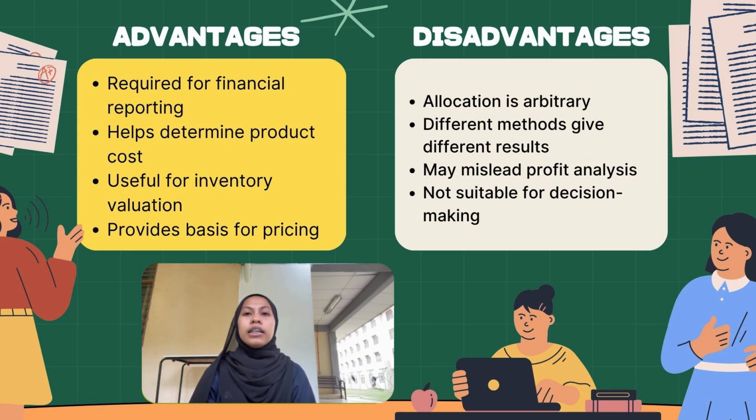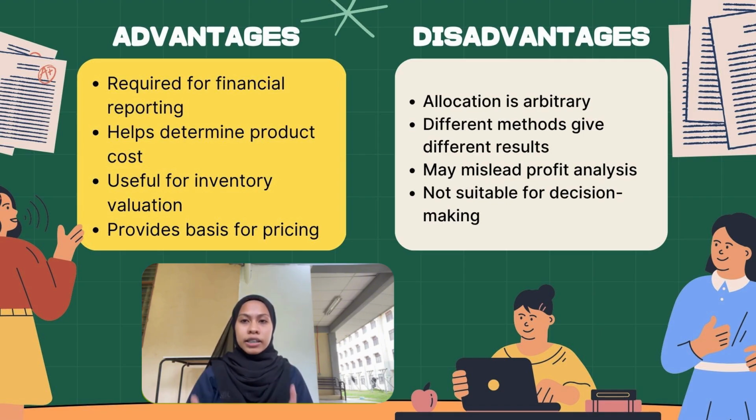Third, it is useful for inventory valuation. Companies need to record inventory value in financial statements, and joint cost allocation helps to assign value to unsold products. This is important for reporting profit. Lastly, it provides a basis for pricing decisions. Although it may not be perfect, companies still use allocated cost as a reference when setting prices.